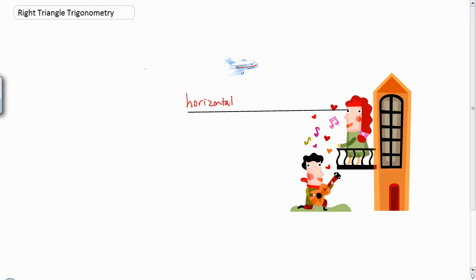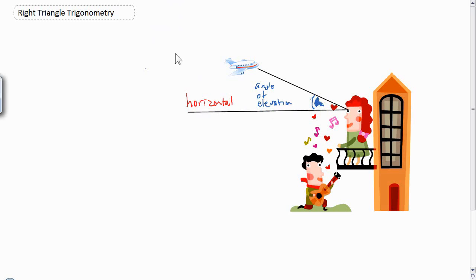And now I'm going to draw another line representing her line of sight to the airplane. This angle that falls between here is called her angle of elevation. Okay, so that would be her angle of elevation.